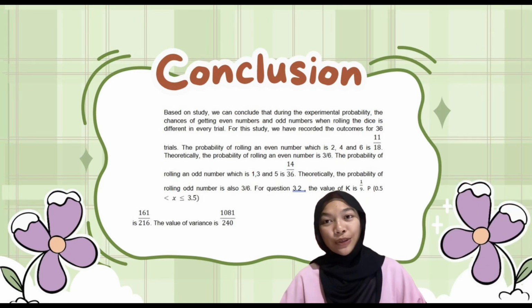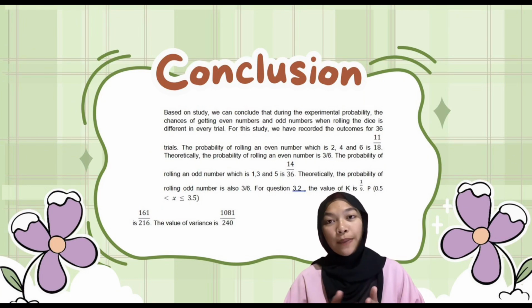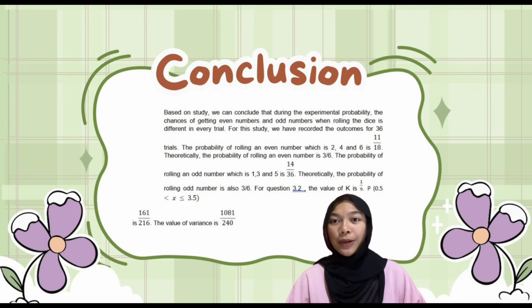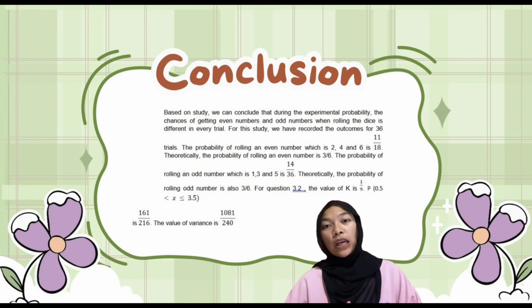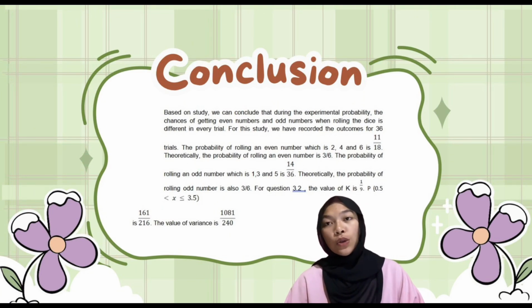Based on the study, we can conclude that in experimental probability, the chances of getting even numbers and odd numbers when rolling the die are different in every trial. For this study, we recorded the outcomes of 36 trials. The probability of rolling an even number, which is 2, 4 and 6, is 11 over 18. Theoretically, the probability of rolling an even number is 3 over 6. The probability of rolling an odd number, which is 1, 3 and 5, is 14 over 36. Theoretically, the probability of rolling an odd number is also 3 over 6.